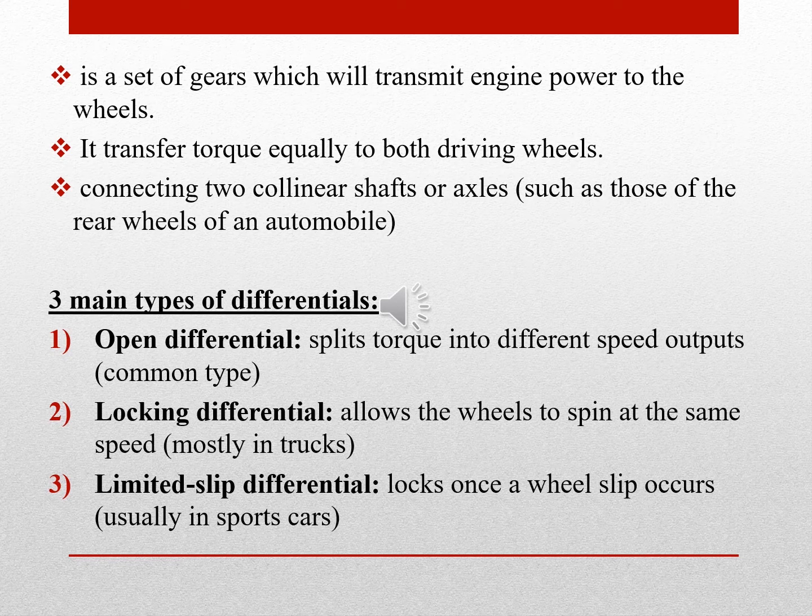Second is locking differential, which allows the wheels to spin at the same speed. This type of differential is mostly in trucks. And the third is limited slip differential, which will lock when a wheel slip occurs. These differentials are usually in sport cars.